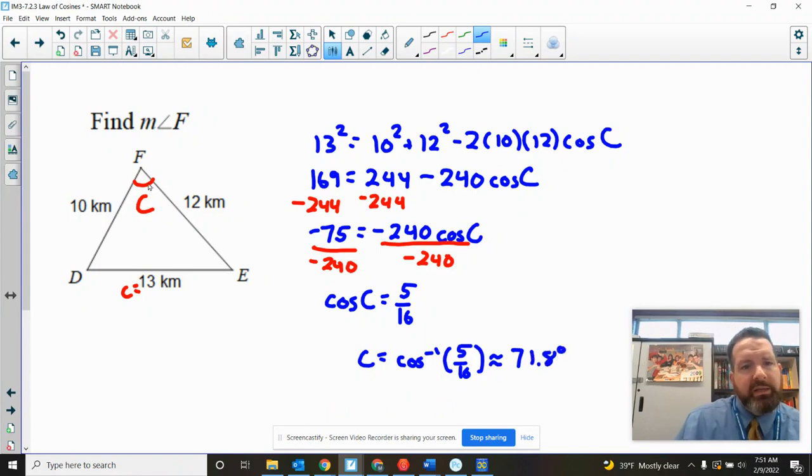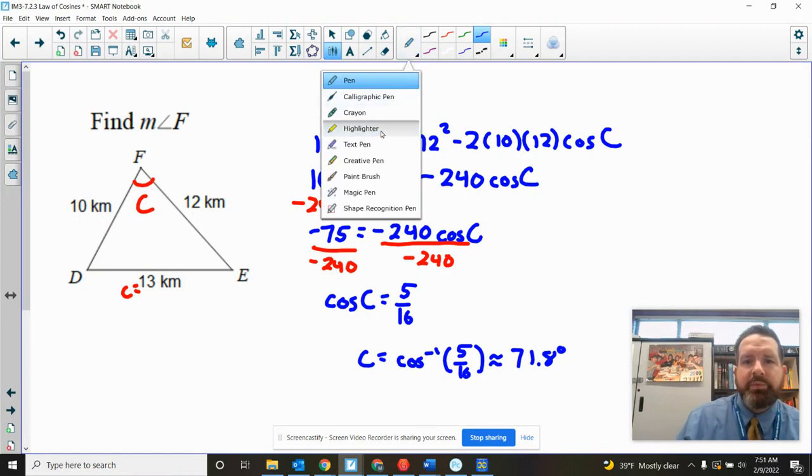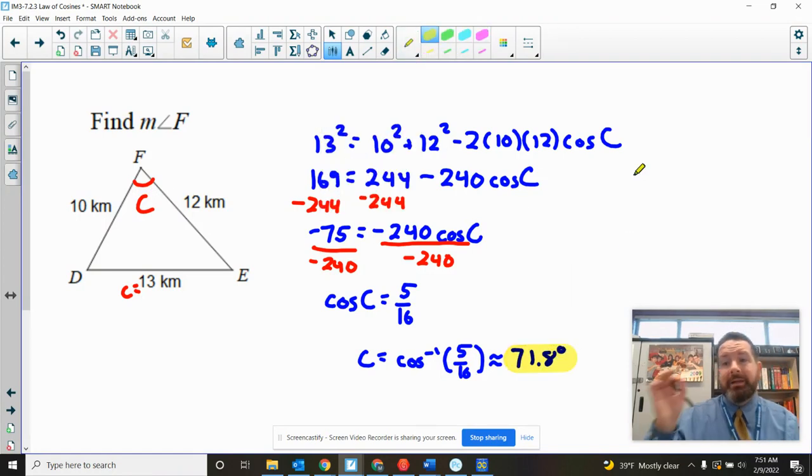And again, give it a check. This angle looks to be a little less than 90. 71.8 to my mind seems reasonable. So again, the biggie is making sure that you get the side c chosen correctly. It's got to be the one across from the angle you care about. The other two, the a and the b, doesn't matter which of those is which, but you got to get that c chosen properly.